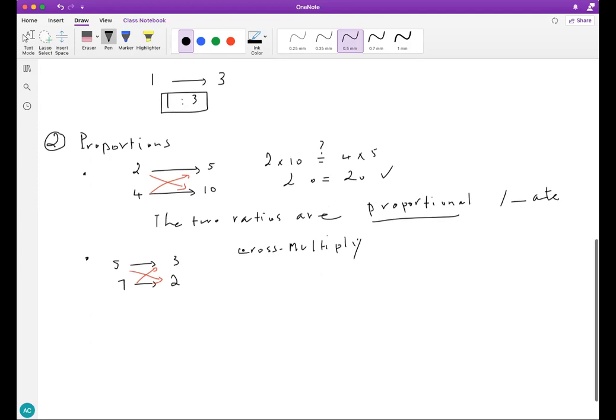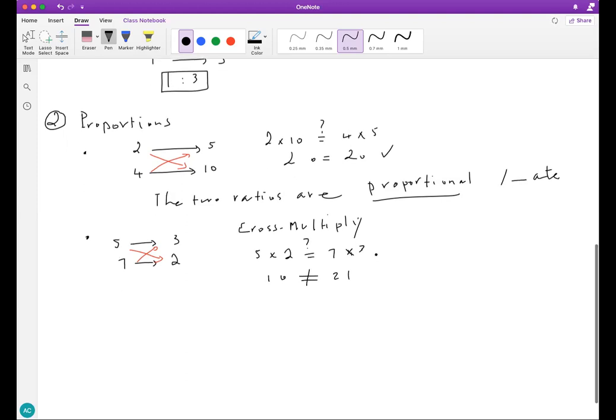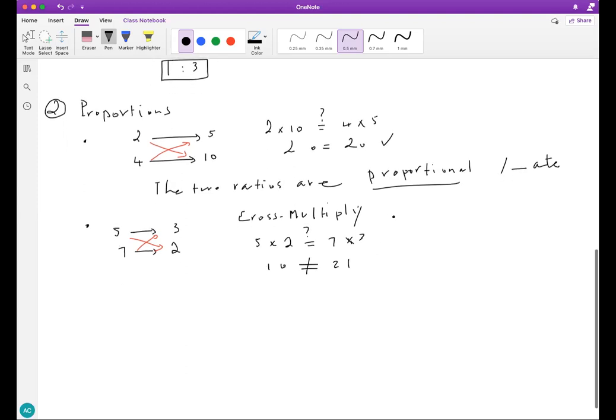And we'll find out whether, just like we did earlier with equations, we cross multiply the fractions. So it's going to say 5 times 2, and we're going to say, is it equal to the other multiplication, 7 times 3? Okay, 7 times 3. So this is 10. This is 21. So what do you say about these ratios? They are disproportional. That's right, exactly. So these ratios are disproportional.